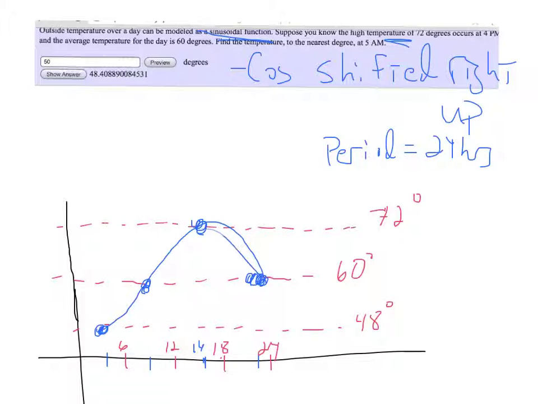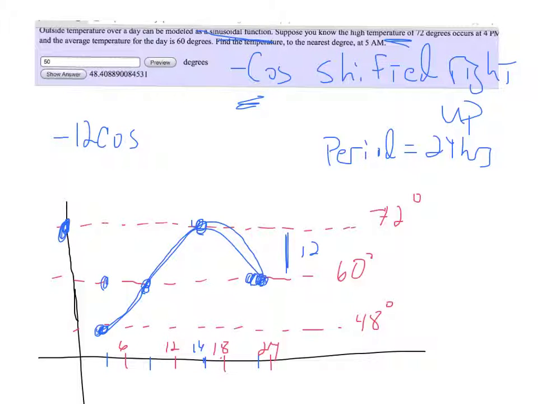I'm seeing a shifted cosine function. And I also see this been reflected, because typically cosine functions start up and come down to the midline, then go down, right? Well, that's not what's happening here, so it's been reflected. So I know the amplitude is this distance here, that's 12. So I can write negative 12 cosine.